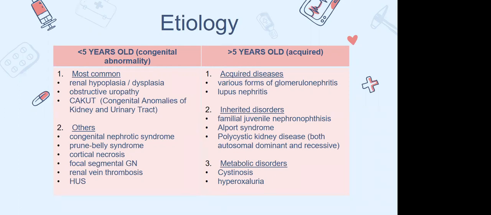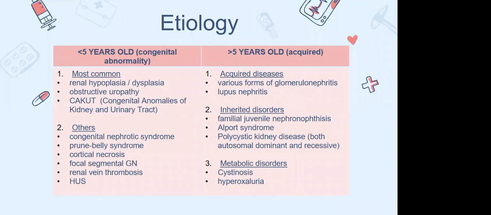The second most common is obstructive uropathy, where there is an obstruction at the ureter that results in backflow of urine into the kidney. Another common one is the congenital anomalies of the kidney and urinary tract, or CAKUT. This is the most common cause of CKD for babies from birth. Other causes include congenital nephrotic syndrome, Prader-Willi syndrome, cortical necrosis, focal segmental glomerulosclerosis, renal vein thrombosis, and also hemolytic uremic syndrome. So those are common in children less than 5 years old.